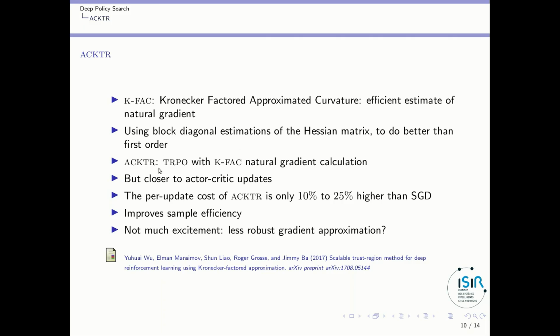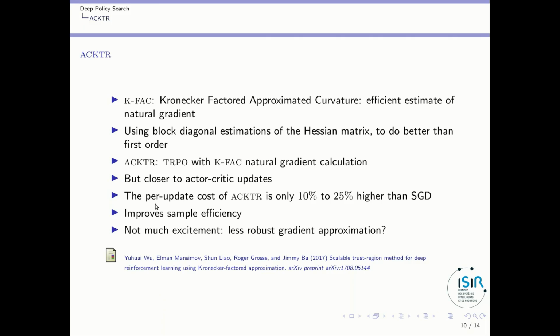So ACKTR is more or less TRPO with this Kronecker-factored natural gradient calculation. And the point is that rather than using Monte Carlo everywhere, it's closer to actor critic updates. So it's a little more sample efficient.